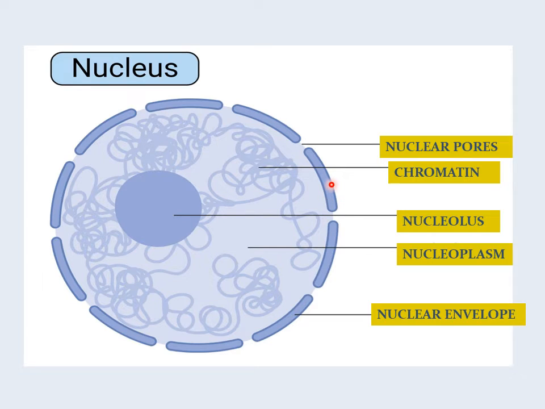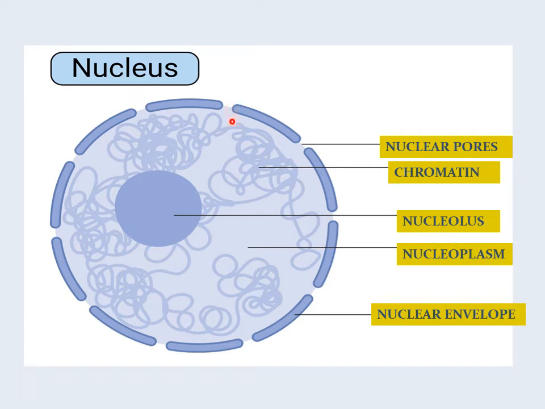So this one is outer nuclear membrane, this one is inner nuclear membrane, and the space between both the membranes is perinuclear space. This perinuclear space along with outer membrane and inner membrane is combinedly known as nuclear envelope. After this, you can see that nuclear envelope is not continuous. There are certain pores present in between. So these pores are known as nuclear pores.